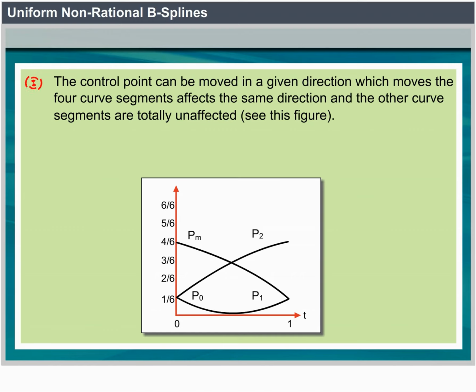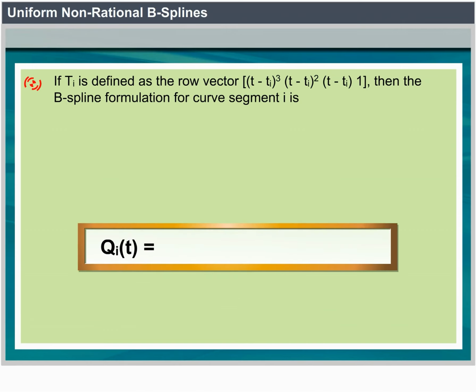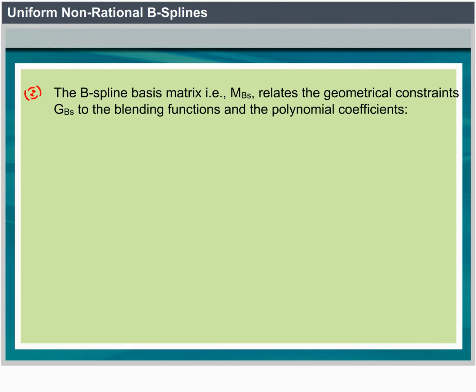If we define Ti as a row vector, (t minus ti) cubed, (t minus ti) squared, (t minus ti), 1, then the B-spline formulation for the curve segment i will appear as shown. The B-spline basis matrix MBS relates the geometrical constraints of GBS to the blending functions and the polynomial coefficients, as shown.